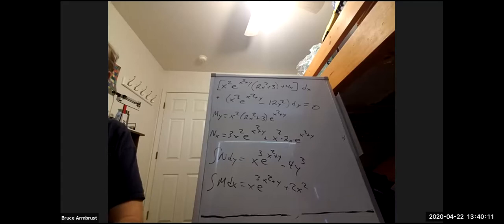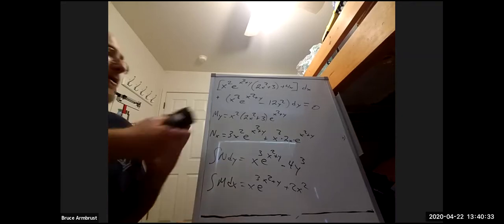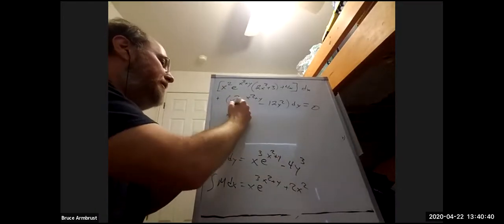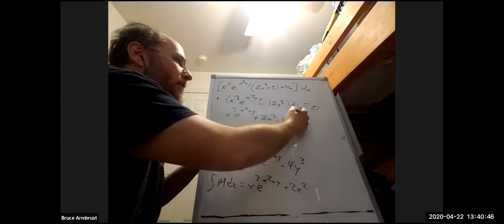I don't know if you exactly caught my little trick there, but I went with the one that was easier to integrate. And then I used its derivative to help me integrate the other one. Or integrate by parts, or use Symbolab or your TI-89, or whatever. But that should be the integral of M with respect to x. So when I put that all together, I'm going to get x cubed e to the x squared plus y plus 2x squared minus 4y cubed equals C. Which is probably what the back of the book shows. Yes. And now we're all good.